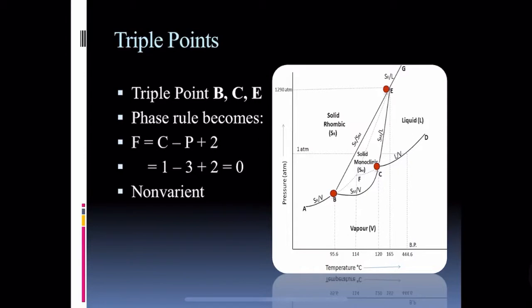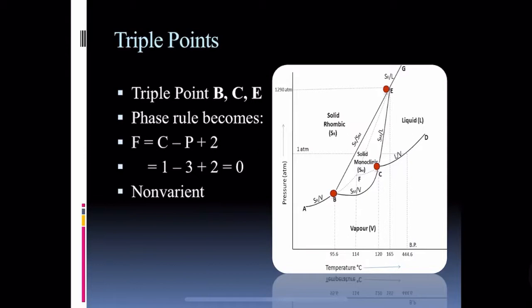First we discuss the triple point B. At B, these curves meet where three phases, rhombic, monoclinic, and vapor sulfur, exist in equilibrium. The second triple point is C, where three phases coexist in equilibrium: monoclinic sulfur, liquid sulfur, and vapor sulfur. And at triple point E, three phases, rhombic, monoclinic, and liquid sulfur, exist in equilibrium, right?